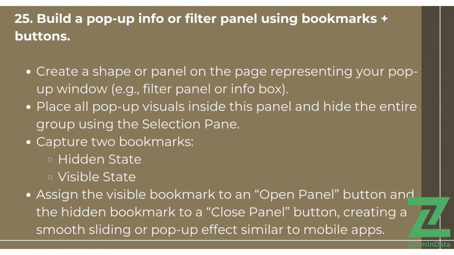25th question. Build a pop-up info or filter panel using bookmarks plus buttons. Create a shape or panel on the page representing your pop-up window, e.g., filter panel or info box. Place all pop-up visuals inside this panel and hide the entire group using the selection pane. Capture two bookmarks, hidden state, visible state. Assign the visible bookmark to an Open Panel button and the hidden bookmark to a Close Panel button, creating a smooth sliding or pop-up effect similar to mobile apps.